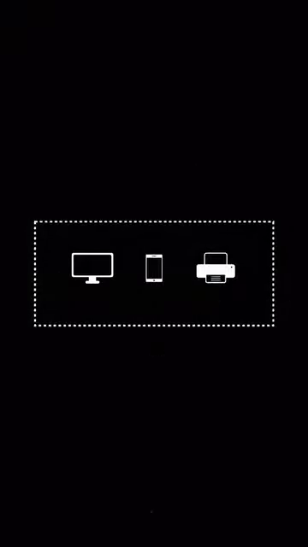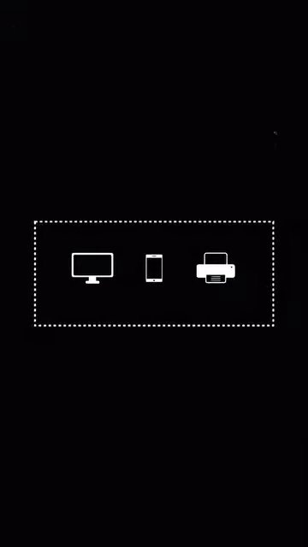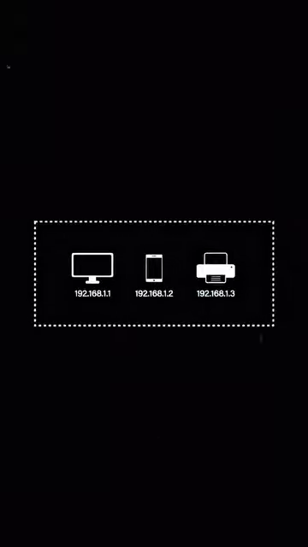Let's say this is your house. You have a PC, a phone, and a printer. You can choose any private IP range that you want to use. In this case, we would choose Class C 192.168.1.0, and we'll assign our IP addresses.